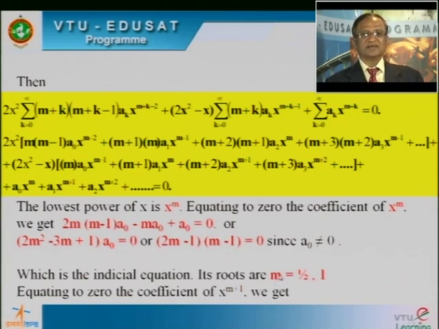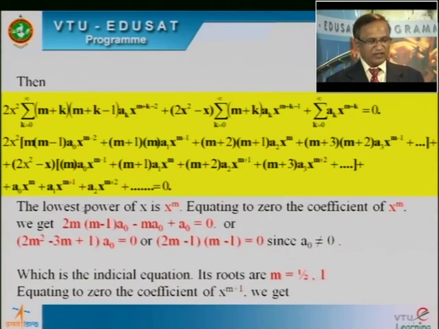So I can obtain m is equal to 1 by 2. 2m minus 1 is equal to 0, therefore 2m is equal to 1, therefore m is equal to 1 by 2. So m minus 1 is equal to 0 means m is equal to 1. So we have obtained the roots of the initial equation. So what are the roots? 1 by 2, 1.